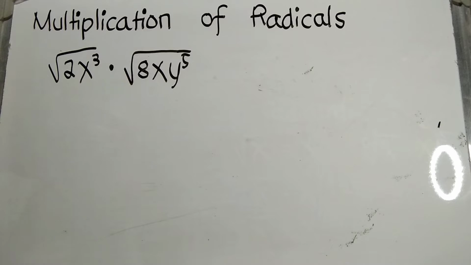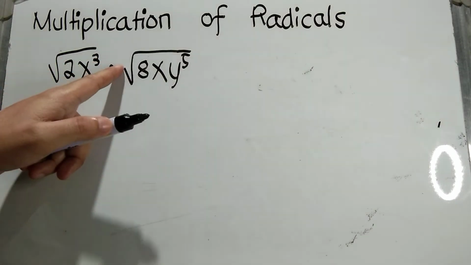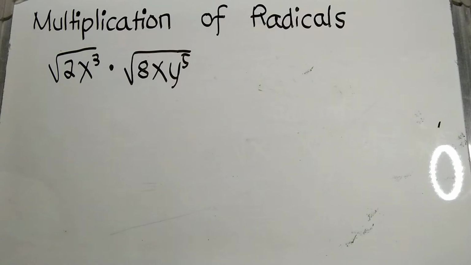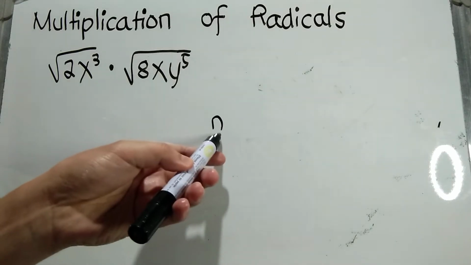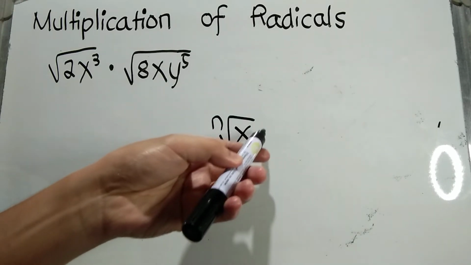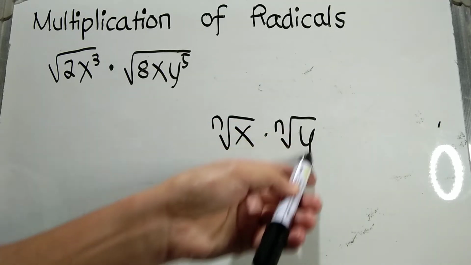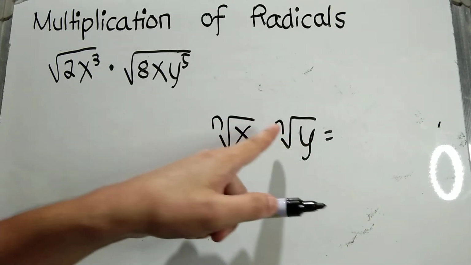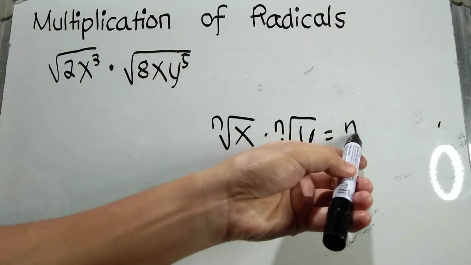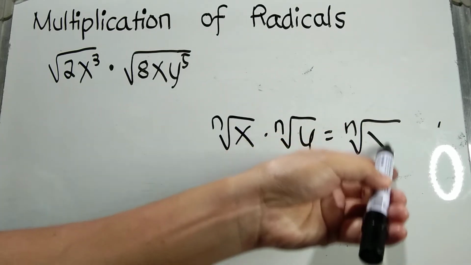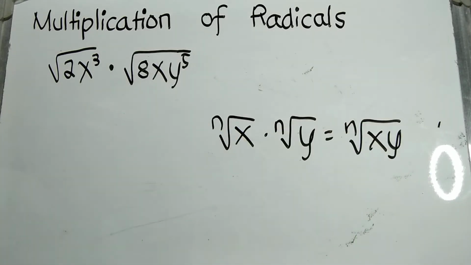So when you are multiplying radicals, make sure that the indices are the same, such that according to one of the rules in radicals, if you have the nth root of x times the nth root of y, and they have the same indices, then we can copy the index and then multiply the radicands x and y. And this is what we're going to do here.